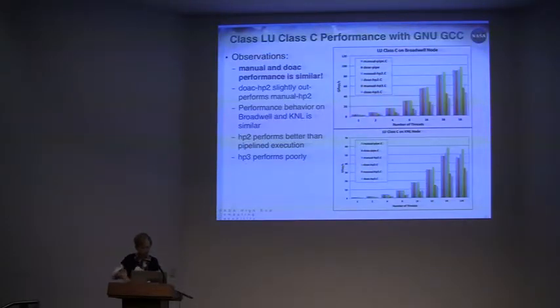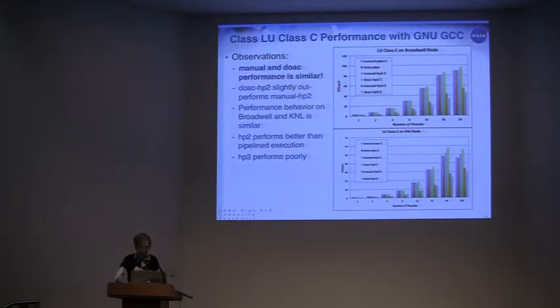We can do much more. So here is the performance, in gigaflops, for all of these six implementations in beautiful colors, for class C, for the Broadwell and for the KNL. That's collected with GCC, and I'll come back to the Intel compiler. I have a slide comparing compilers because we've looked into that as well.